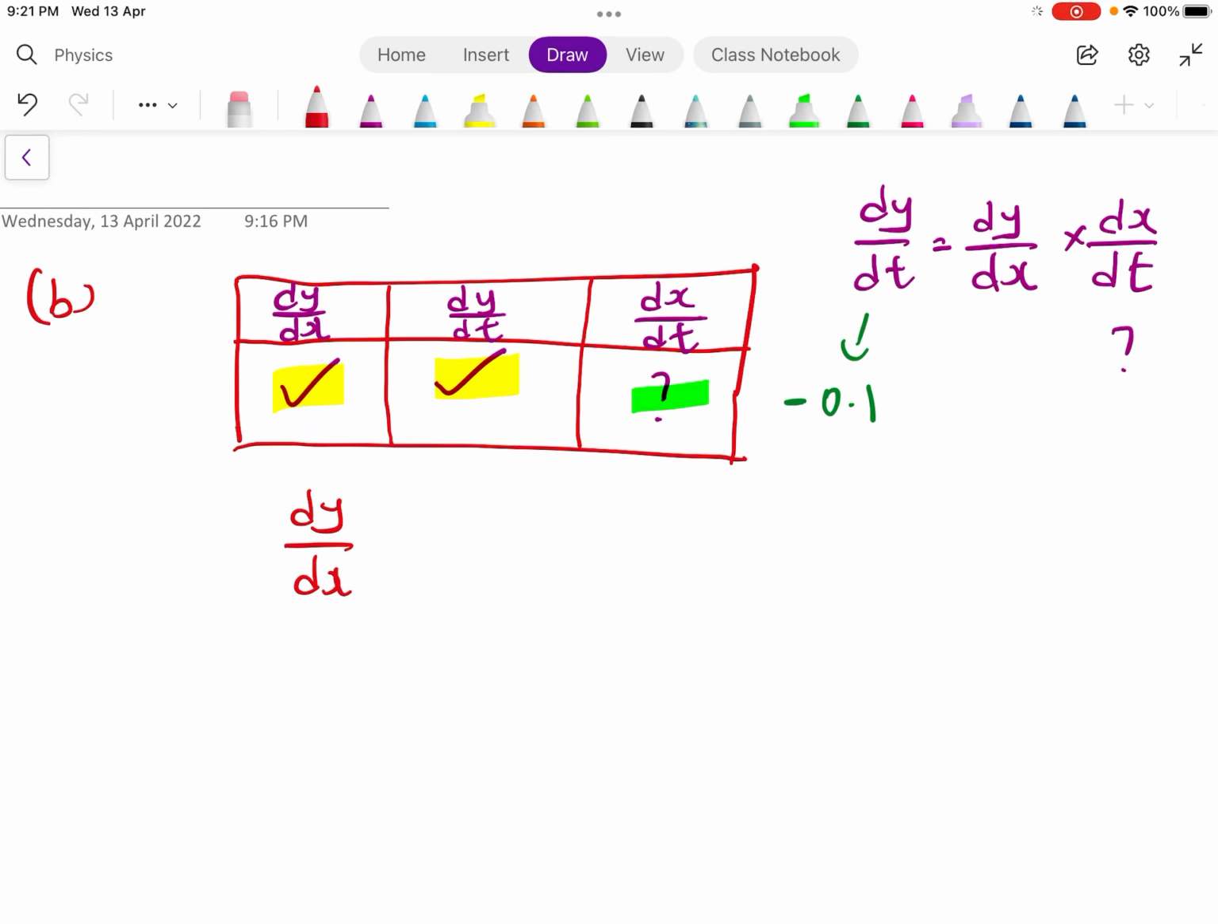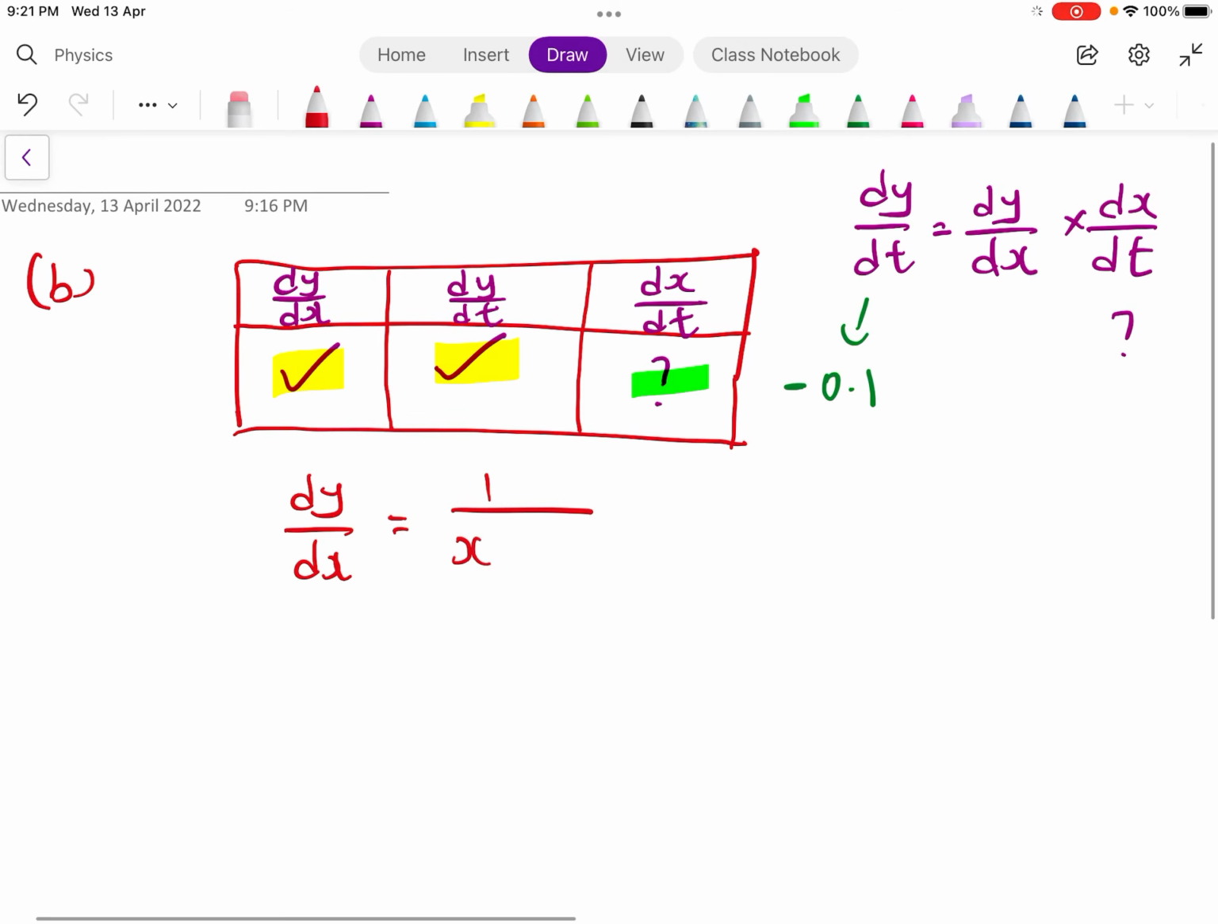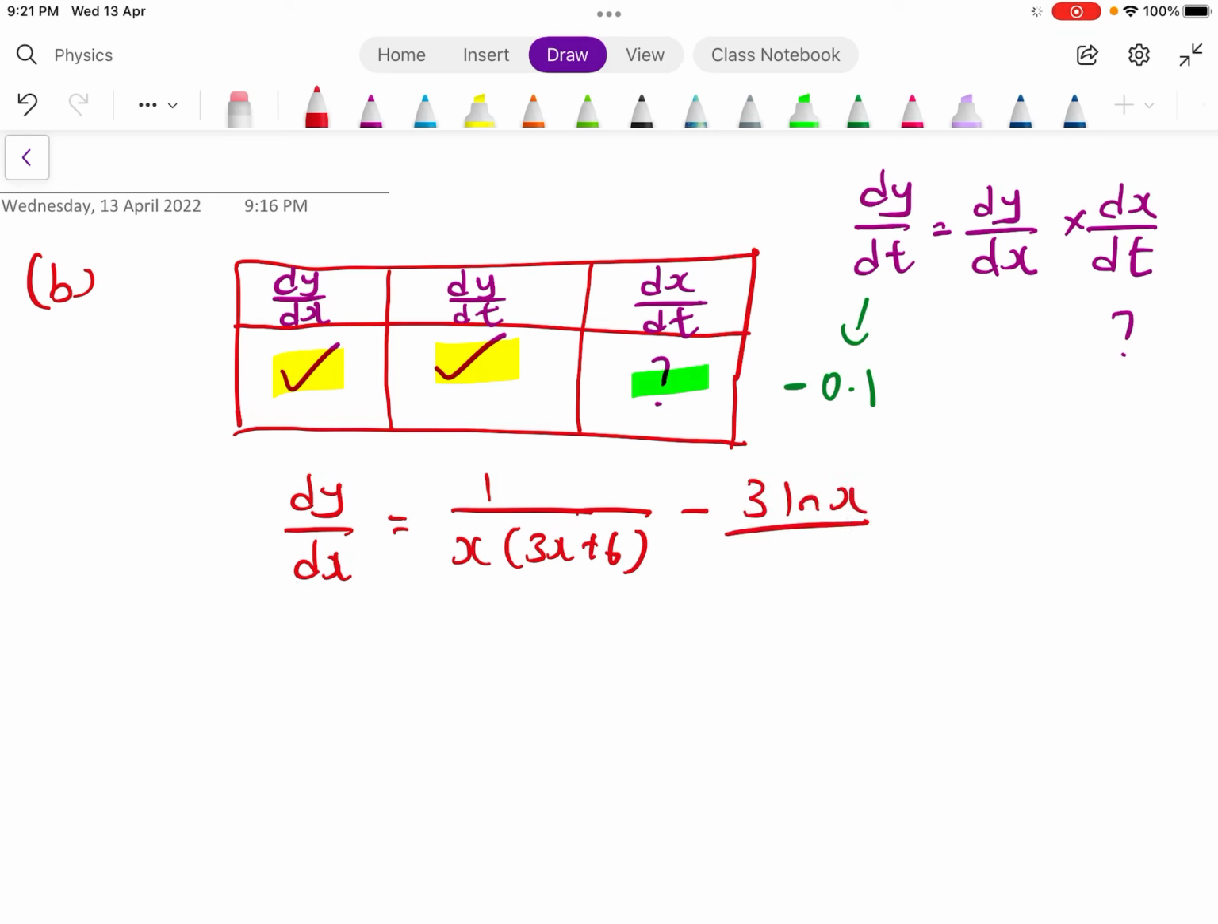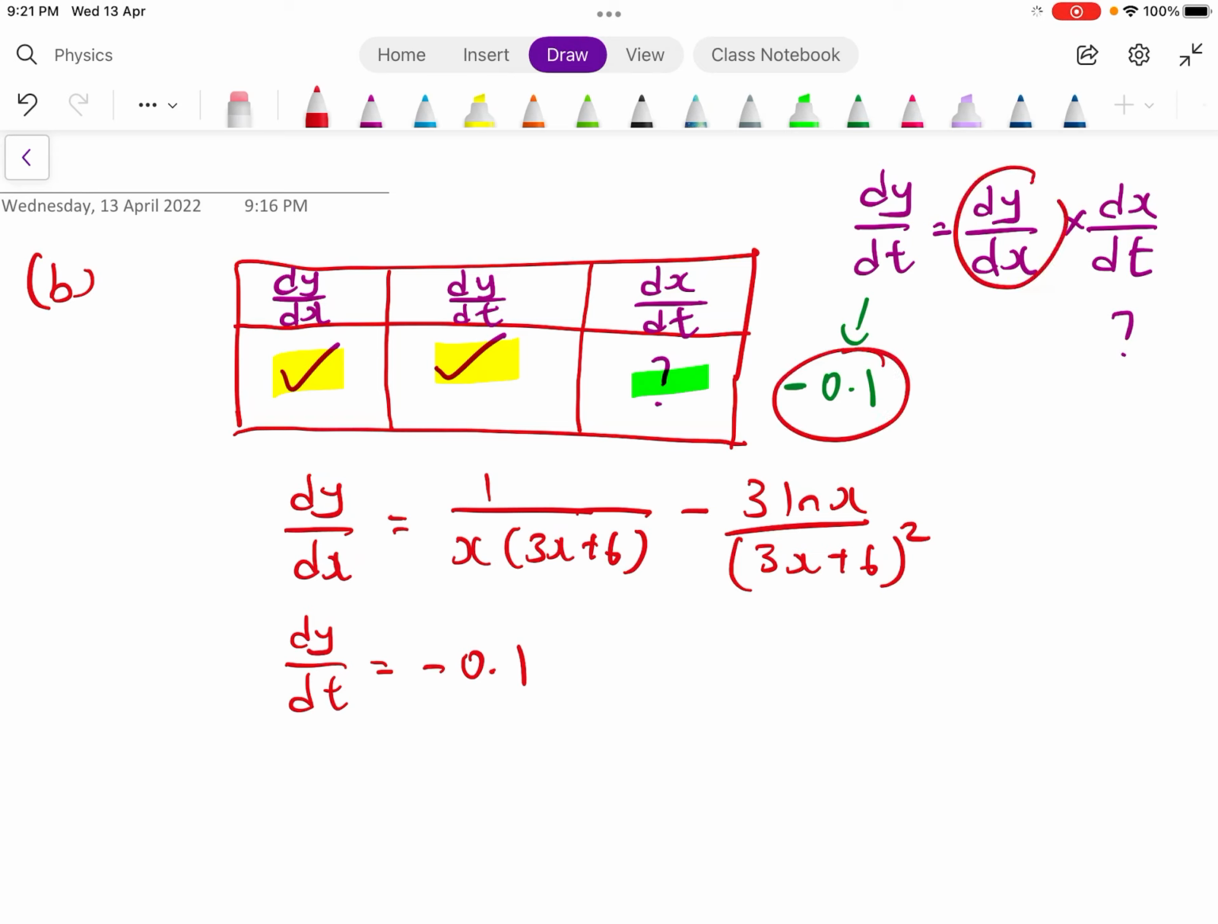From the previous question, our dy/dx is 1 over x, then (3x plus 6) minus 3 ln x, over (3x plus 6) squared. So this is dy/dx. Then after that, I have dy/dt equal to negative 0.1. I need to substitute, because dy/dx is in terms of x, so I need to sub my x equal to something so that I get some value.